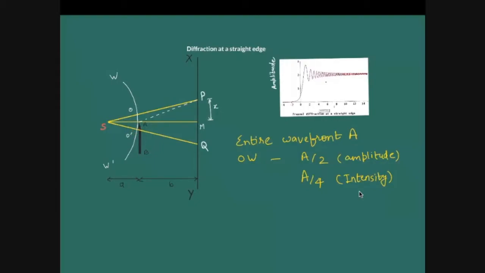Let's say you're just gone below M, then let's say only the first zone is cutting. That means you will only have the effective wavefront which will be devoid of the first zone but going completely from here to W. So you will have amplitude A2 minus whatever is because of the first zone. You go even deeper.